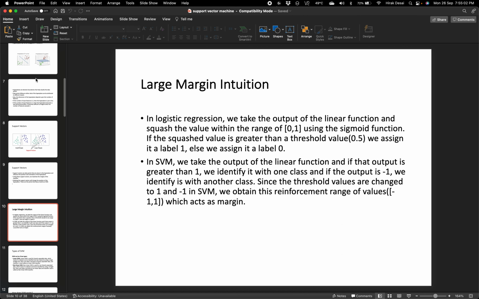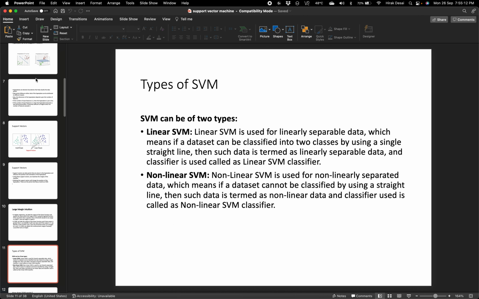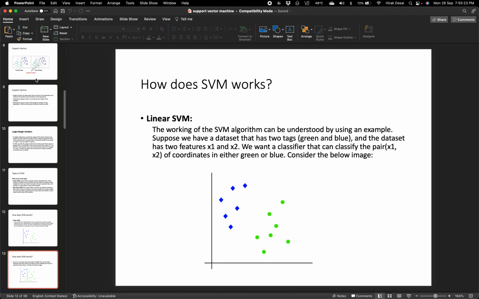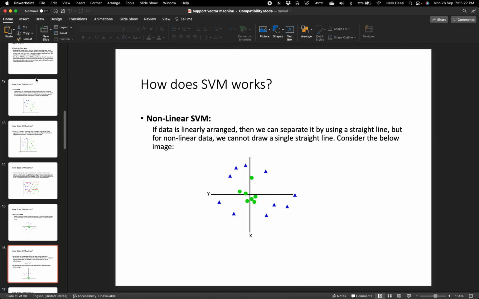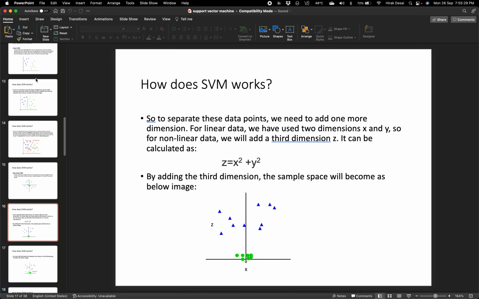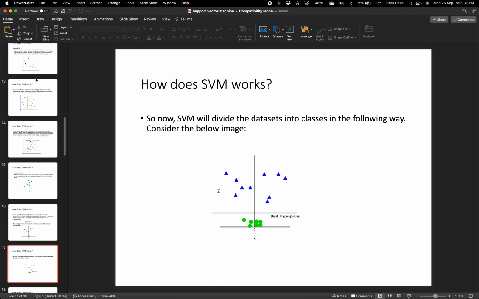What is large margin intuition? That the greater the margin distance between the two, the better. 1 and -1. In logistic regression the split is between 0 and 1. There are two types, linear SVM and non-linear. Linear is basically where the SVM classifier is a linear SVM classifier and the data is linearly separable. In non-linear there is a need for higher dimensionality to be introduced because the data cannot be separated linearly. Z equals x square plus y square. It's the basic.